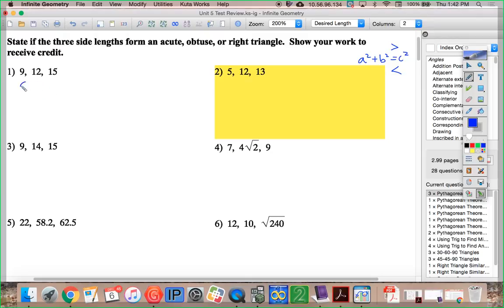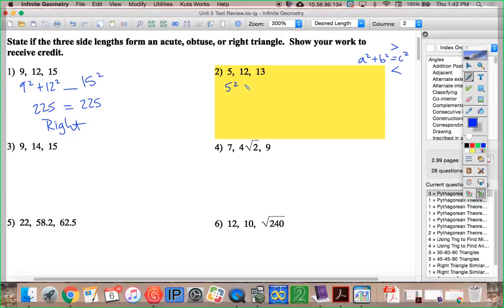So we'll do 9 squared plus 12 squared, and then I do a blank and do 15 squared. So 9 squared plus 12 squared, you can do all in one step in your calculator, you'll get 225. 15 squared, you also get 225. So those are equal, which makes it a right triangle.